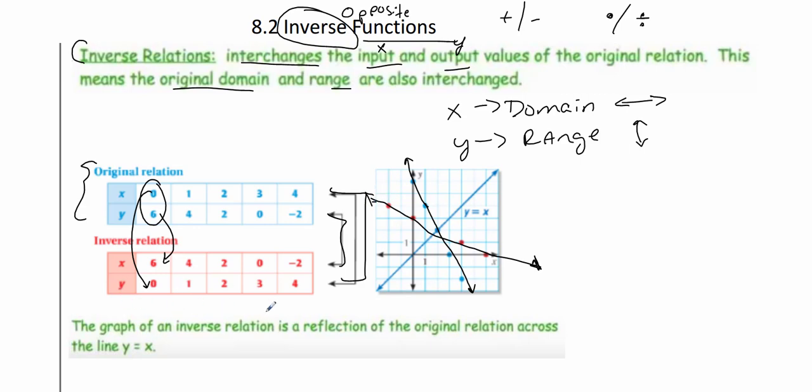The graph of an inverse relation is a reflection of the original relation across the line y equals x. The reason it's y equals x is because if x and y are interchanged, I still get the same thing. That's why y equals x is the line of reflection. Every inverse relation has to be graphed over that. Basically, we're flipping the line.